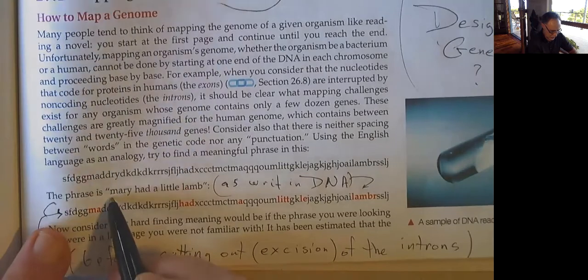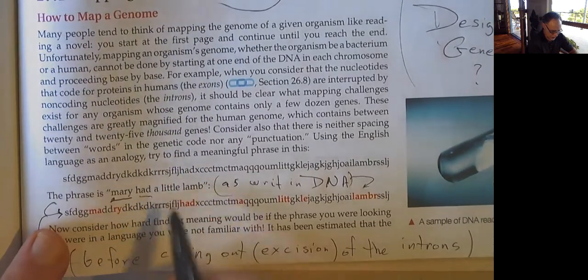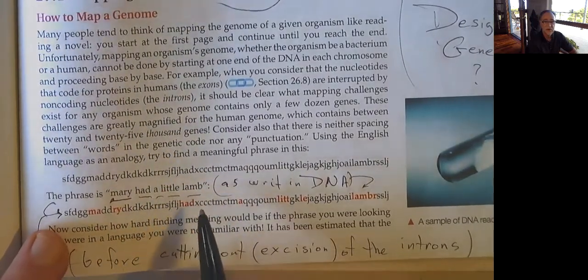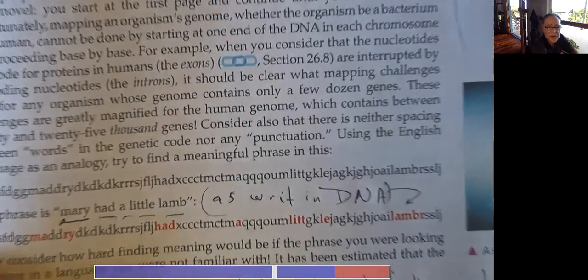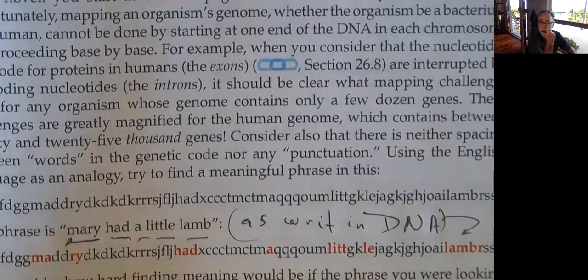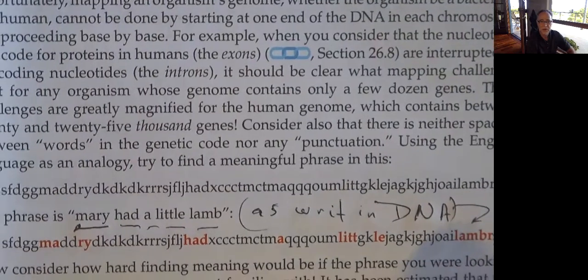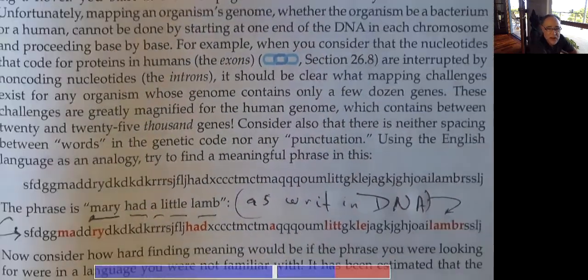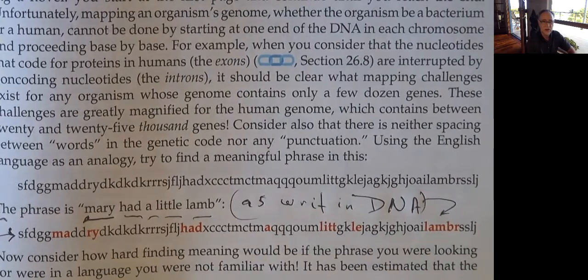So if we want in English to say Mary had a little lamb, we see that the words are very nicely separated. We read left to right, so we know how to interpret that. But look at the line below that. This is how that same phrase would actually occur in DNA.